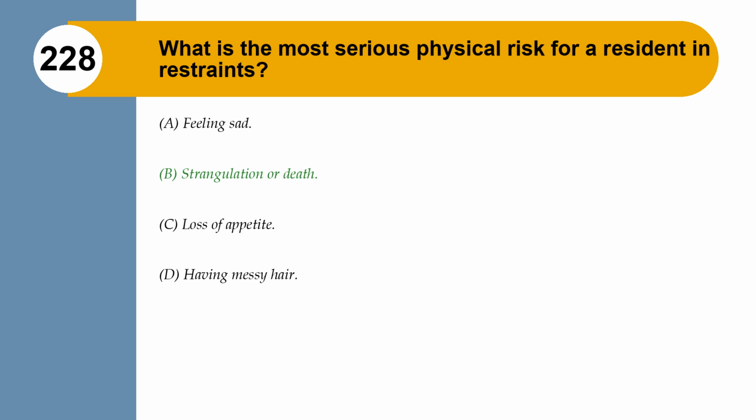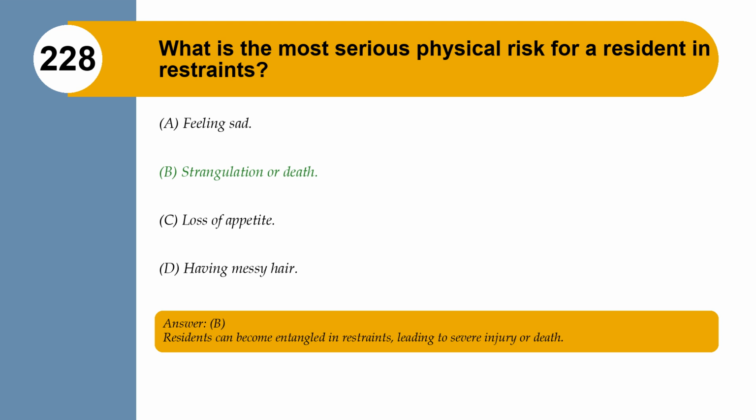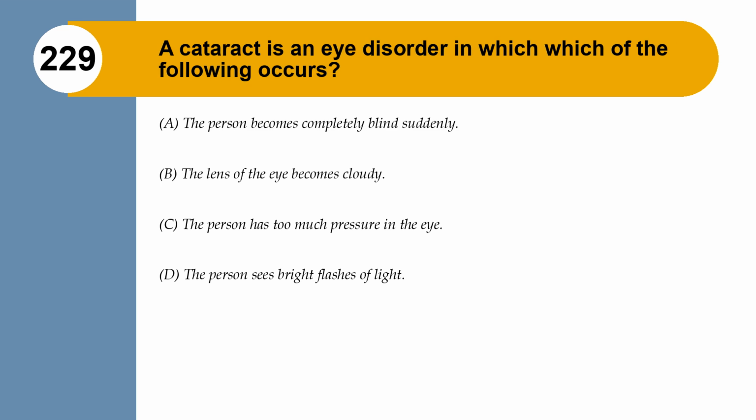The correct answer is option B, strangulation or death. Explanation. Residents can become entangled in restraints, leading to severe injury or death. Question 229. A cataract is an eye disorder in which of the following occurs?